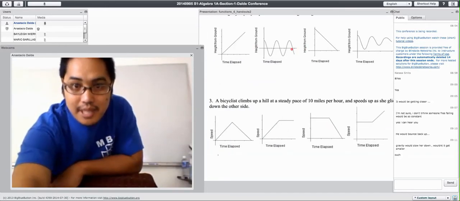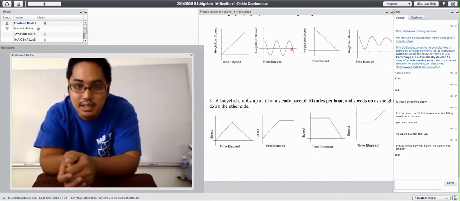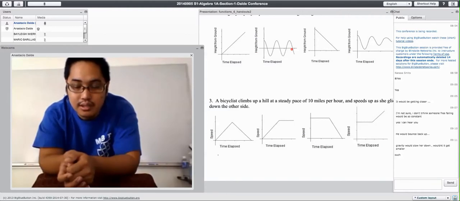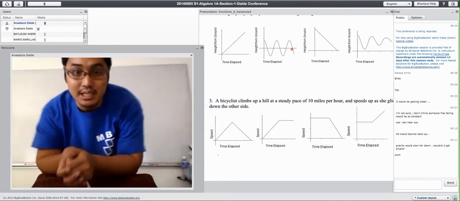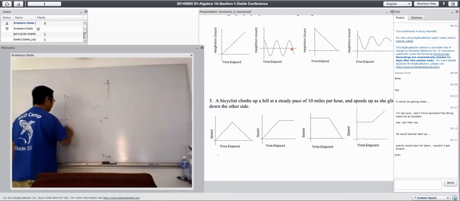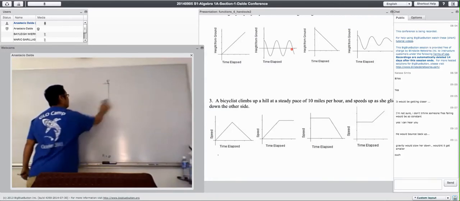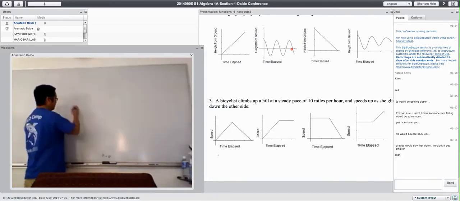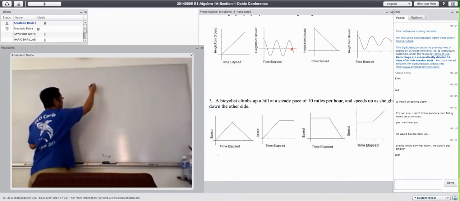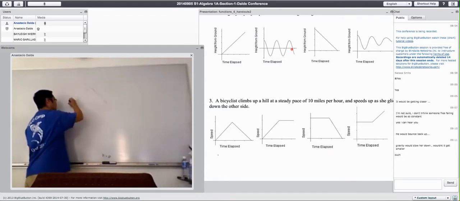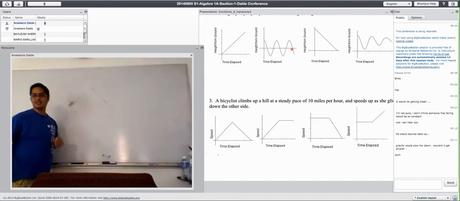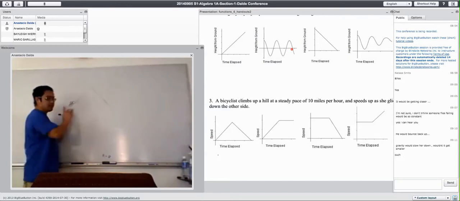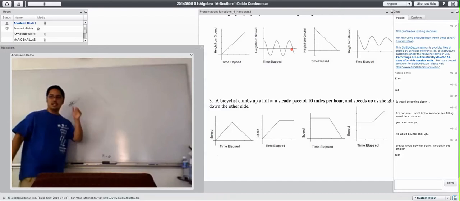A bicycle climbs up a hill at a steady pace. At 10 miles per hour, she glides down the other side. What does that graph look like? Okay, this is graphing the speed. Got it. So, here's the hill, glides down the other side. Here's the bicycle person. I don't know how to draw a bicycle. Looks kind of like a motorcycle, I guess. Whatever. She goes up the hill at a steady pace, and she glides down the other side.